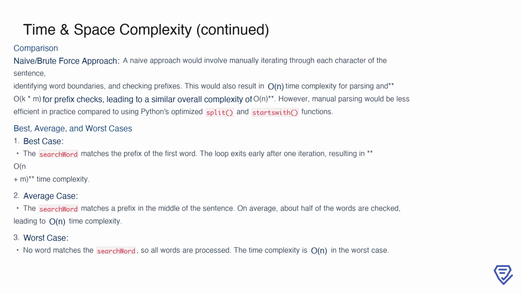Now, considering the best, average, and worst cases, in the best-case scenario, the search word matches the prefix of the very first word. This allows the loop to exit early, resulting in a time complexity of O(n + m). In the average case, the search word matches a prefix somewhere in the middle of the sentence. On average, about half of the words are checked, which simplifies to O(n) time complexity. Finally, in the worst case, no word matches the search word, and all words need to be processed. Here, the time complexity is O(n), as every word in the sentence must be checked.